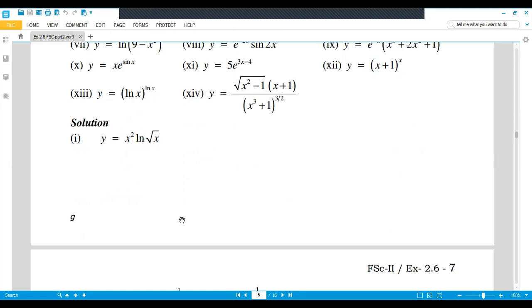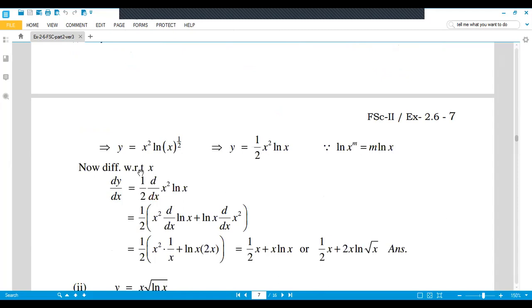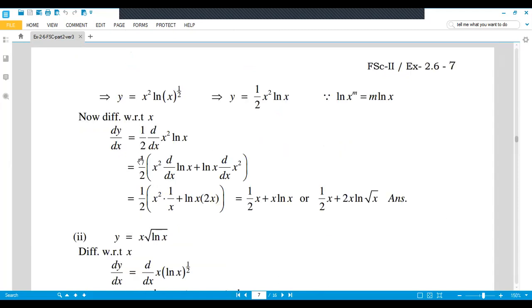So look at the first part. In the first part you have been given x square natural log of under root x. We write the under root x in the form of power 1 over 2. You know that if you have a natural log of any value with a power, the power will come in front as a coefficient. So 1 over 2 will come as a coefficient and you get x square natural log of x.